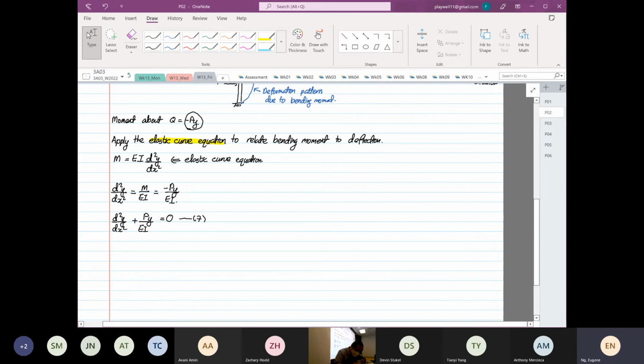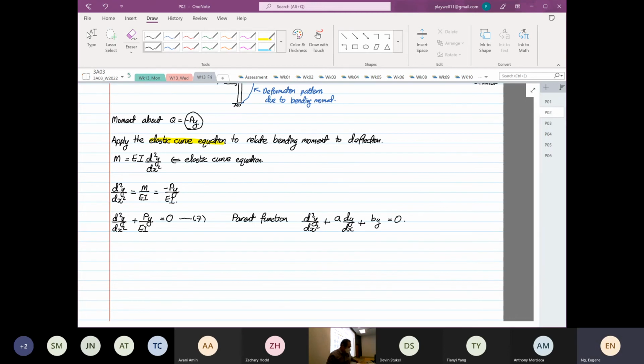So if we look at the parent function, we have d squared y over dx squared, plus a dy over dx, plus b y is equal to 0. This is the parent function. Okay.